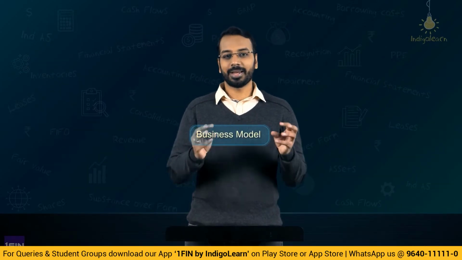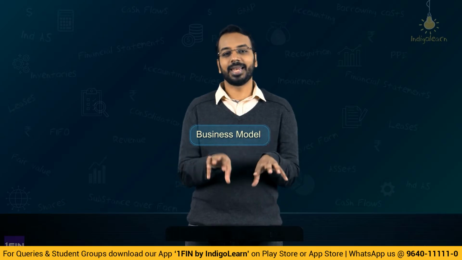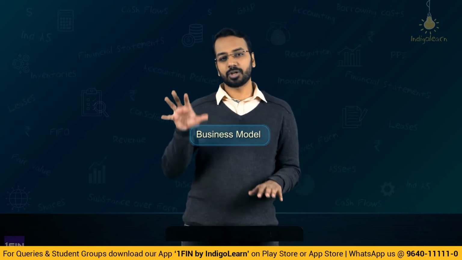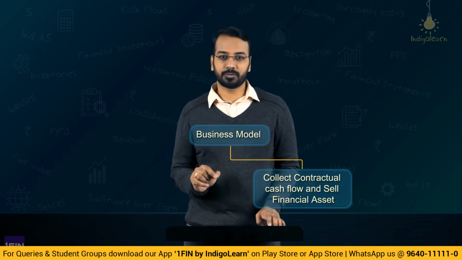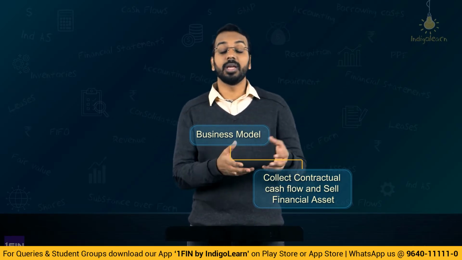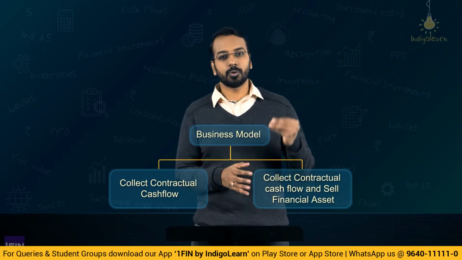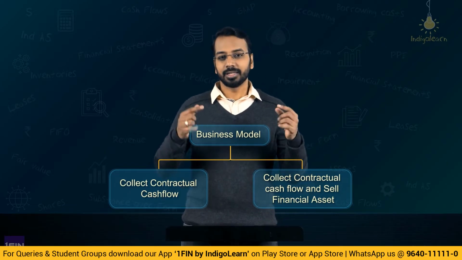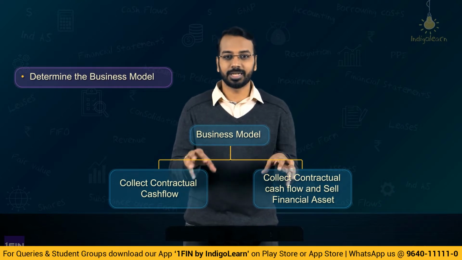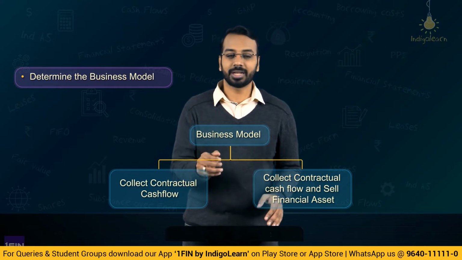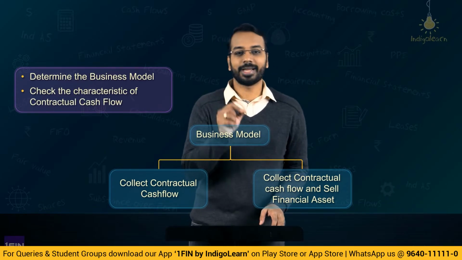Now, we have understood what a business model is all about, right? Under any business model, there can be two broad objectives. The first objective is to collect contractual cash flows only. We have seen examples for that. And the second objective could be to collect contractual cash flows and also to sell the financial asset, right? So, you have to determine the business model, the intention of the entity. Then, you have to check the characteristic of the contractual cash flow.